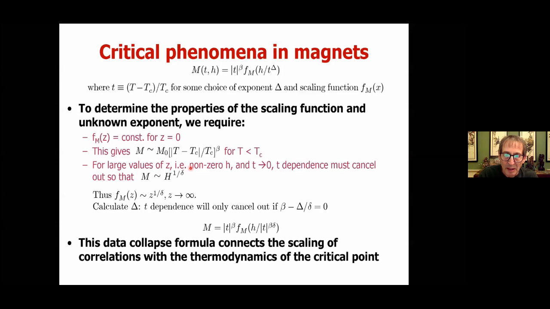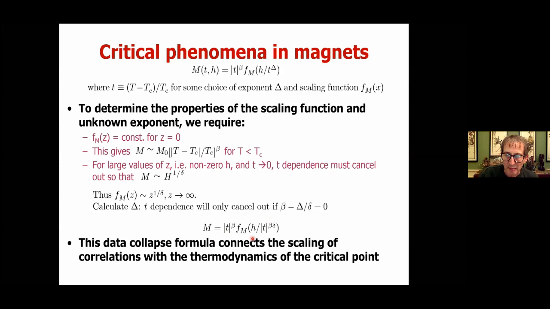So what that means is if the t dependence is going to cancel out, beta minus capital delta over little delta must be equal to zero. And that means then that delta is in fact not a new exponent at all, but is just equal to the product of these two critical exponents. Okay, so that's true. That's all very nice.